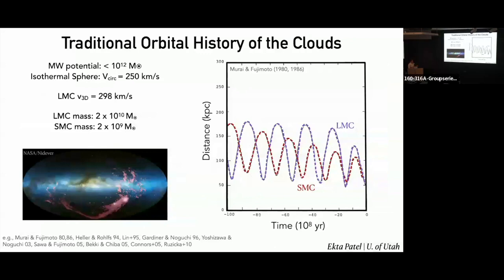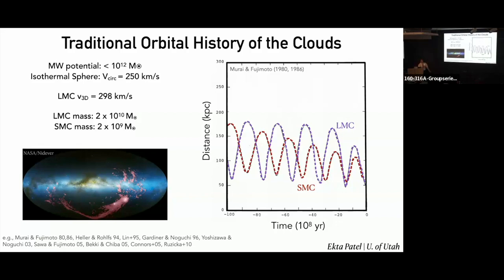So traditionally, the picture was that because of the existence of the Magellanic Stream through observations, the clouds have been orbiting around the Milky Way many, many times, that they've completed multiple passages around the Milky Way. And these were some of the parameters that were adopted in at least one of the many studies that have studied the interaction of the clouds with the Milky Way.